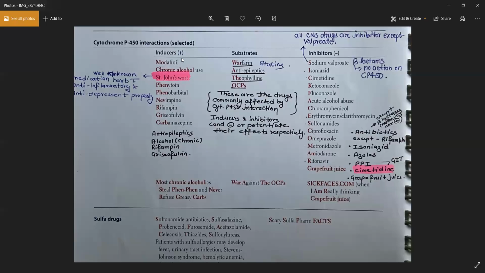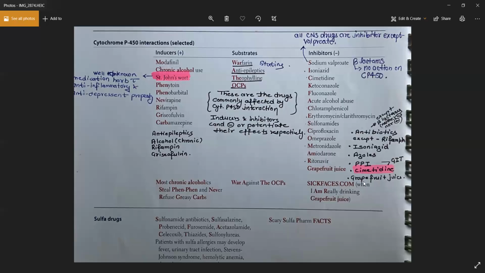The two antimicrobial agents, rifampin and griseofulvin, are activators of cytochrome P450. Every other antimicrobial agent is an inhibitor of cytochrome P450. St. John's wort is also an activator. So anti-epileptics, alcohol, and two antimicrobial agents are the activators. Then come the inhibitors. Every antibiotic that you know is a cytochrome P450 inhibitor. Every GI drug that you know, like cimetidine or the proton pump inhibitors, are cytochrome P450 inhibitors.